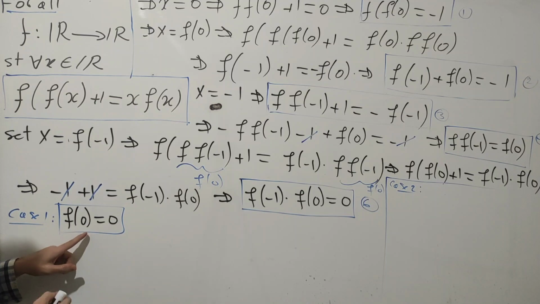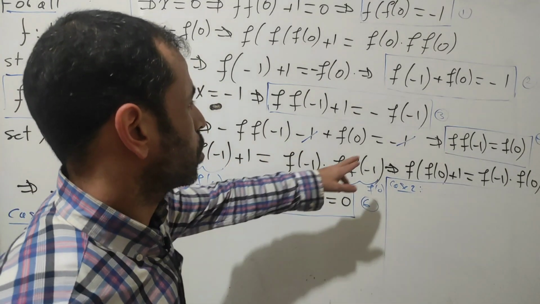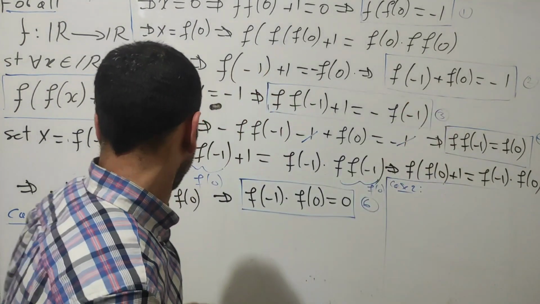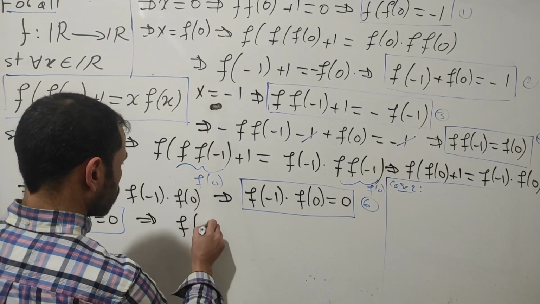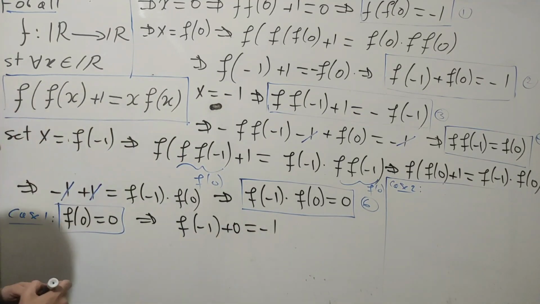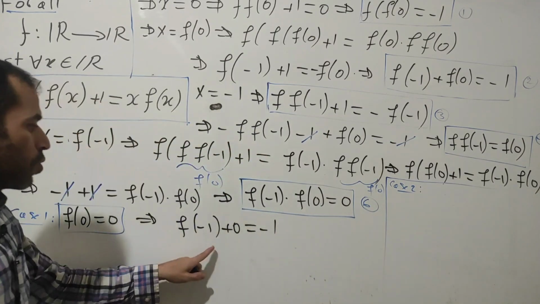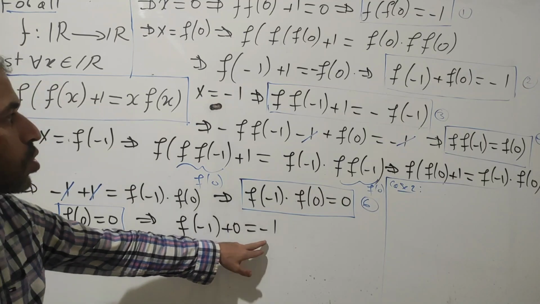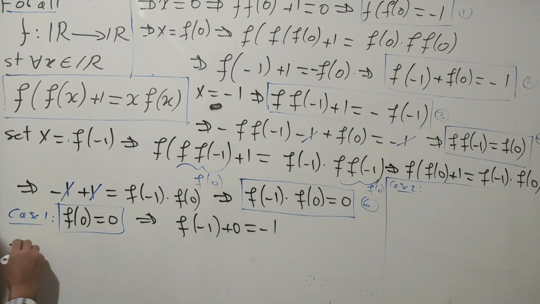Then I'm going to replace this one into either equation. Let's take this one to equation number 2, because we get f of 0 here. So replacing f of 0 with 0, I get f of minus 1 plus 0, which equals minus number 1. So I have ended with f of minus number 1 equals minus number 1. Now let's take this f of minus number 1, which equals minus number 1, and replace it into the third equation. So I get the following.